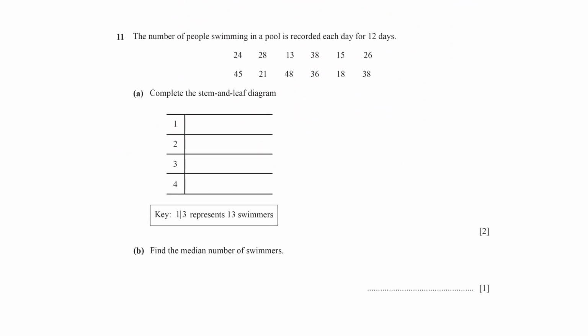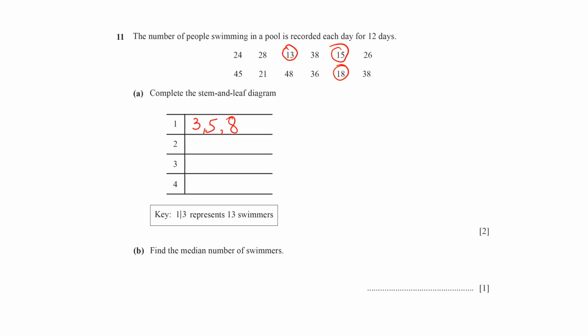Okay. Now the number of people swimming in a pool is recorded each day for 12 days, right? So this is the data given. We have to make a stem and leaf diagram for the same thing, right? So the key is that 1-3 represents 13 swimmers, right? So let's see which all numbers start with 1. So 13, 15 and 18. So now what we are going to write, since it's 13, 15 and 18, we are going to write 3, 5 and 8 over here.